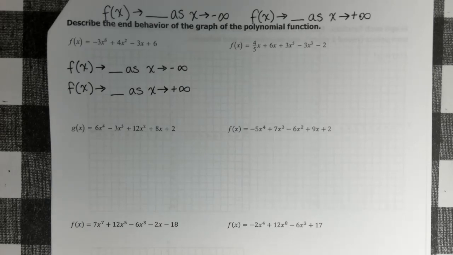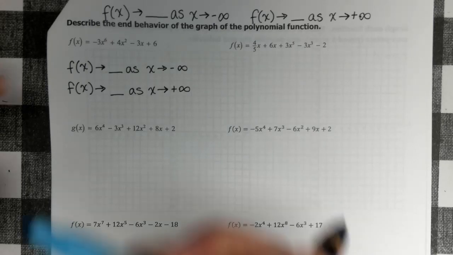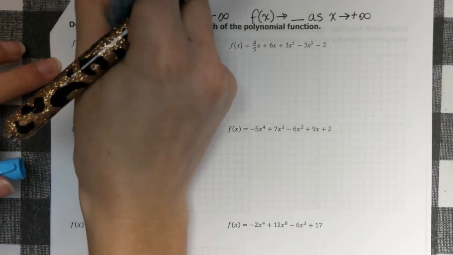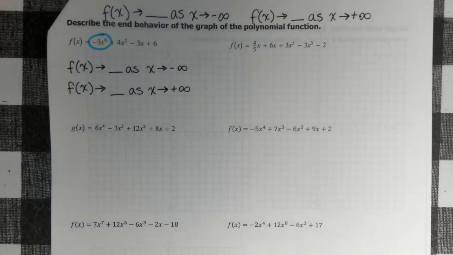Now remember, your function has to be in standard form or you're going to mess up. So that's what you should check for first. Your instructions don't tell you that. Everything has to be in standard form. So if I have f of x equals negative 3x to the 6 plus 4x squared minus 3x plus 6, is that standard form? Do I have highest exponent down to my constant? Yeah. So all I'm looking at is this very first term. And that's it. Because my end behavior depends on the degree and the leading coefficient.